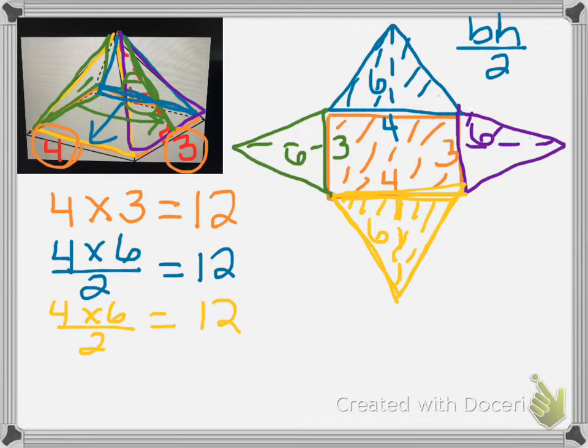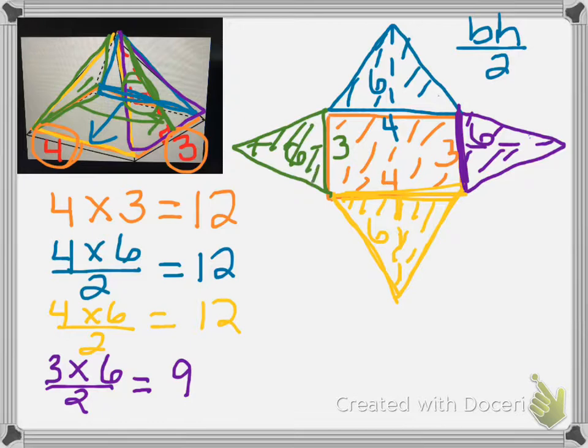Our purple triangle over here, the area is going to be 3 times 6. Our base right here is 3, and then the height is 6. We have to divide that by 2. So 3 times 6 is 18, divided by 2 is 9. And then our last triangle, this green one here, is going to be the same as the purple. 3 times 6 divided by 2 equals 9.